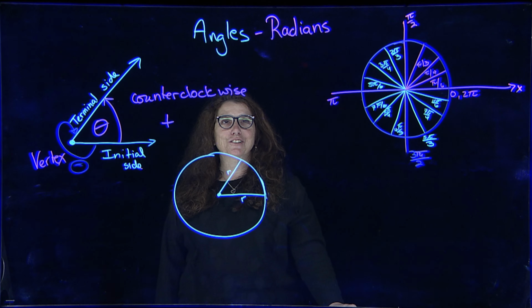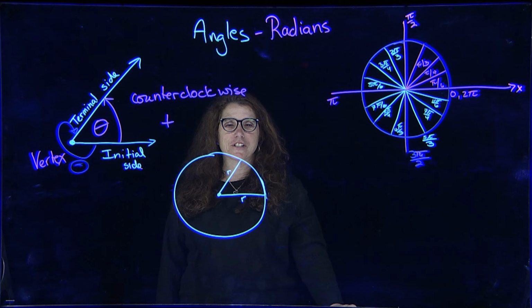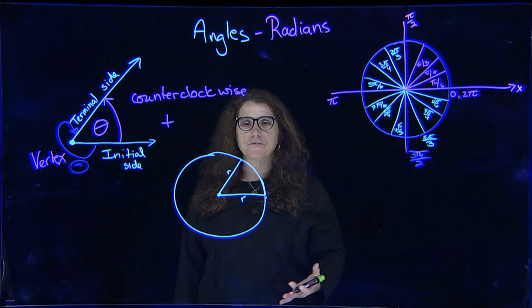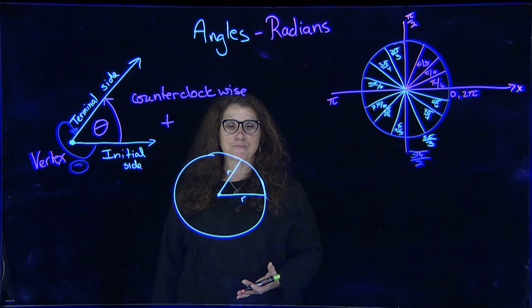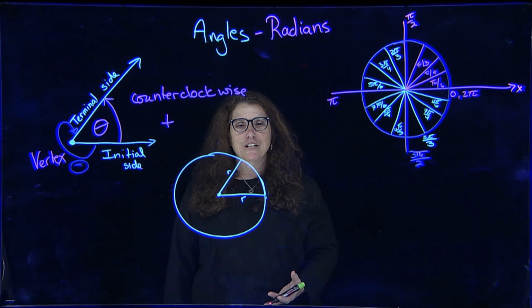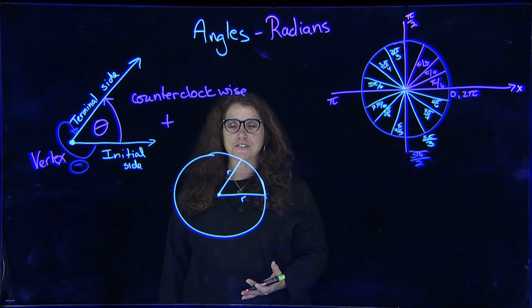Let's take a look at another way we can measure angles, and that is in radians. If you watched the previous video, that was the angles measured in degrees. Now we can measure the angles in radians.